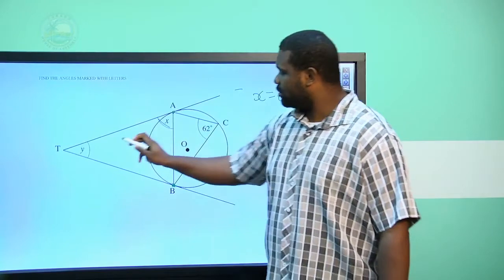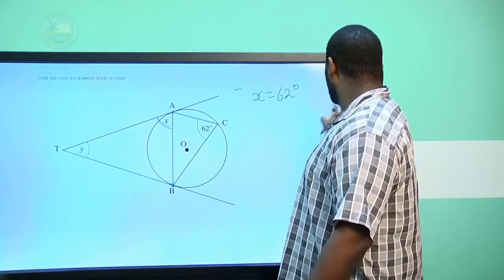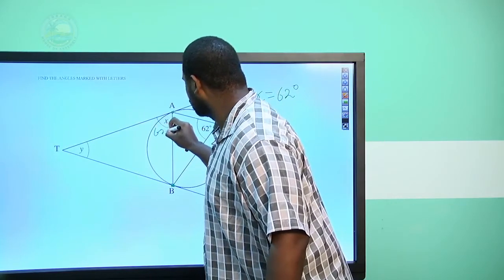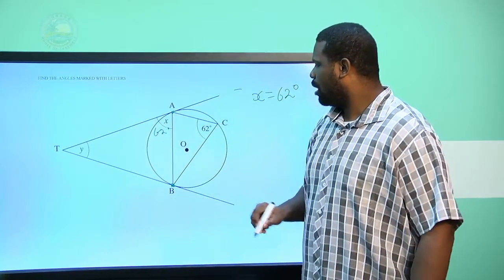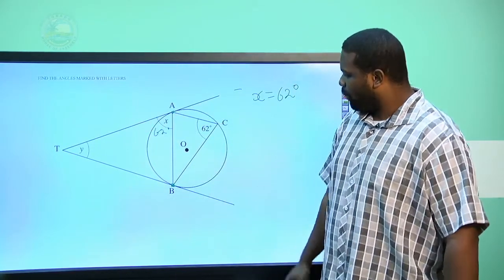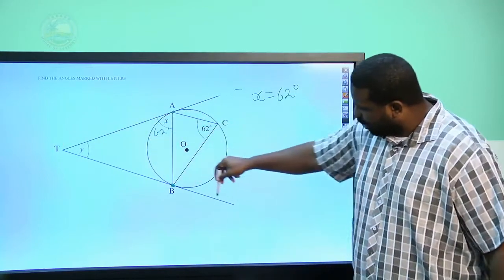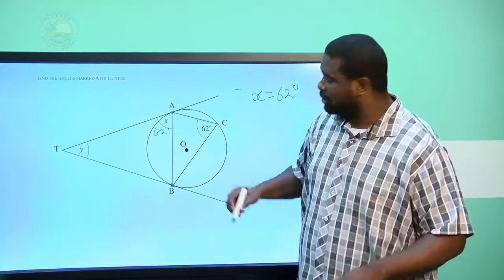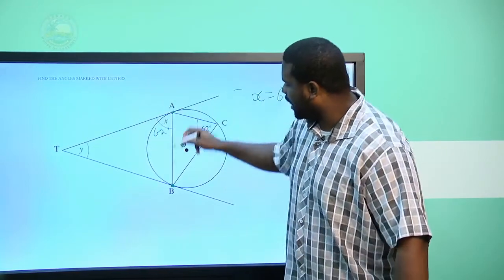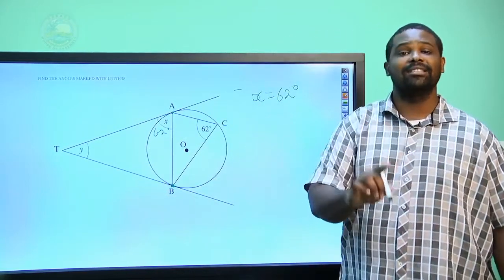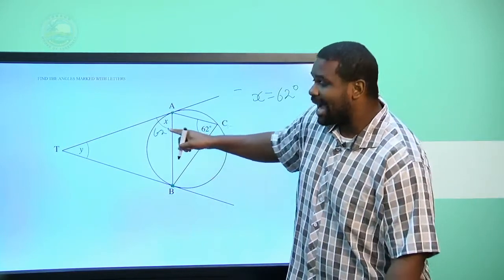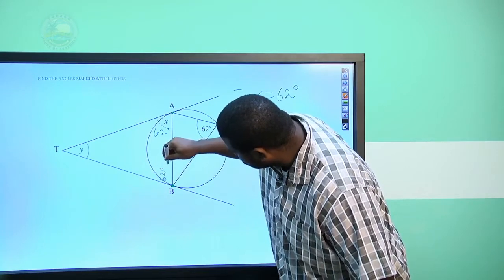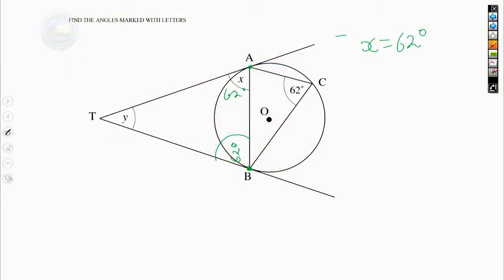Now we want to find y. Well, we already know that here is 62 degrees. How can we find y? Well, if TB is also a tangent, it means that, as we already saw in the rule, this triangle TAB will be an isosceles triangle. So if this side is 62, the base angle here must also be 62, because for isosceles triangles, the base angles are equal.